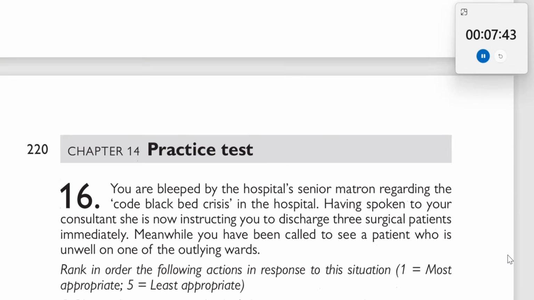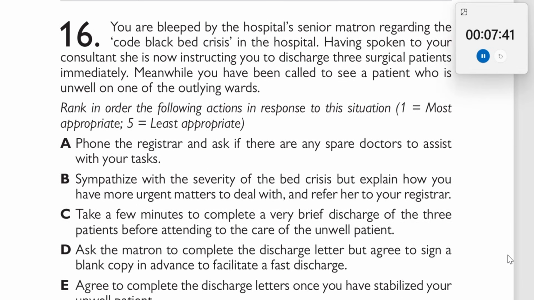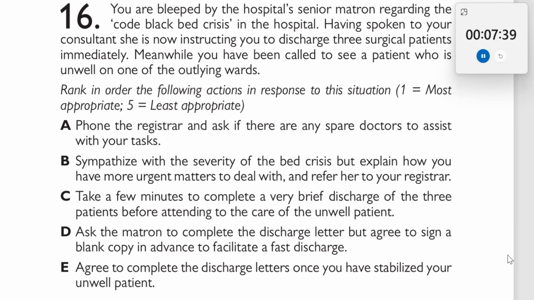Okay, next moving to 46. You are briefed by the hospital's senior matron regarding the code black bed crisis in the hospital. Having spoken to your consultant, she is now instructing you to discharge three surgical patients immediately. Meanwhile, you have been called to see a patient who is unwell on one of the outlying wards. So, read the options and rank accordingly.